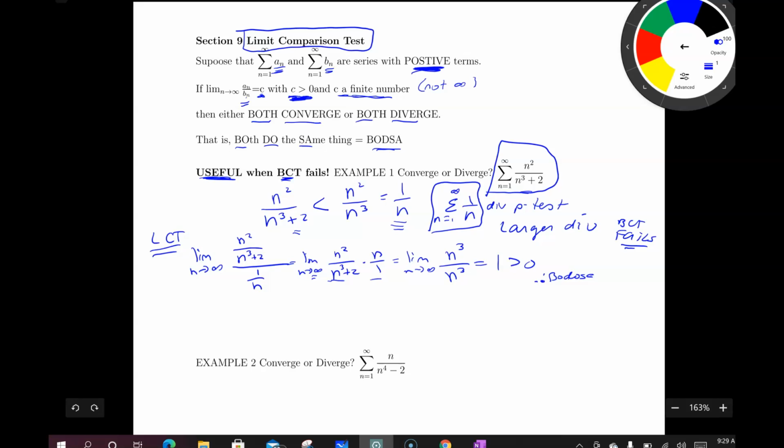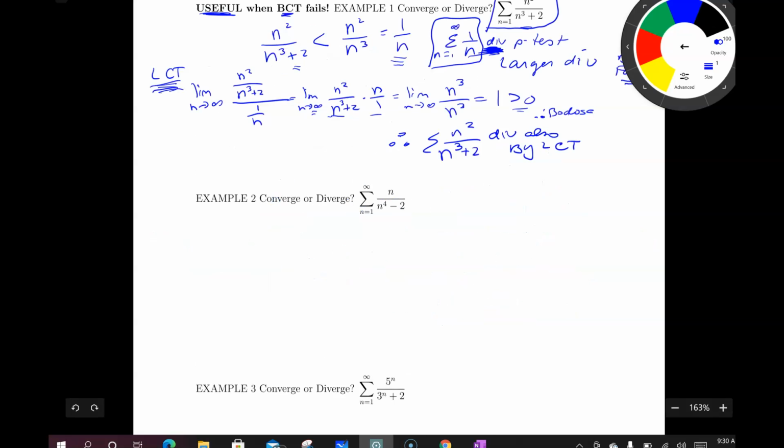So I look back in my work. Oh yeah, I got this one diverges. So I can conclude this one diverges also by the limit comparison test. You don't need to write this one again. It's there in your work. So it's all set. You've got this one diverging. You've got the ratio with the limit comparison test. You show that it was bigger than 0. Then you conclude that this one diverges also.